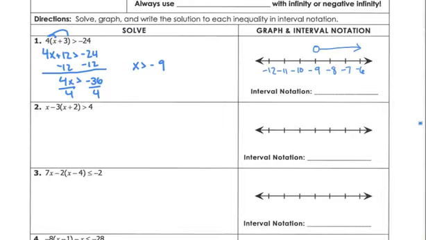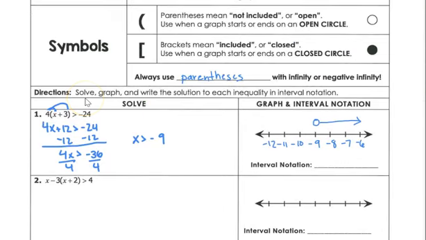Now we're going to write that answer in interval notation. What that means is we're going to write all of the numbers that would satisfy this inequality. x is greater than negative 9, so we're going to write all of the numbers that are greater than negative 9. With interval notation, we always start with the smallest number. So the smallest number possible is negative 9. Then we put a comma, and then what's the largest number possible? Well, we just drew an arrow. An arrow means it goes forever. So in math, what we use for forever is infinity, and the infinity symbol looks like a sideways 8.